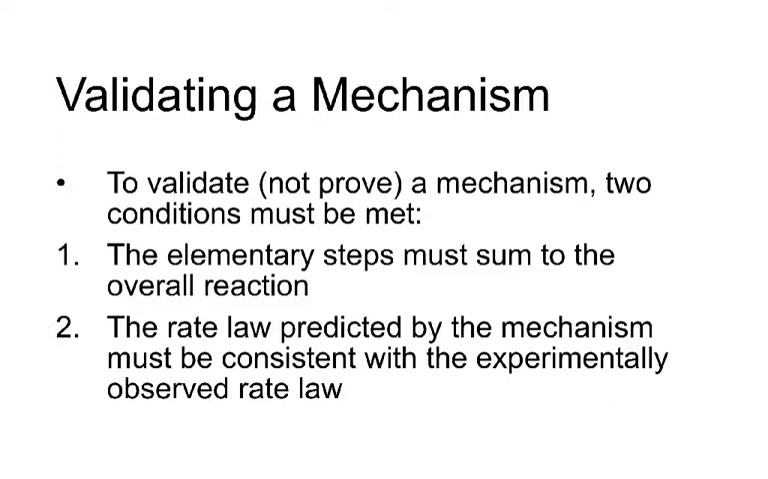In order to validate a mechanism, we can't prove a mechanism because you can't actually watch it react. But we need these two conditions to be met to validate it. The elementary steps need to sum up to the overall reaction, and the rate law predicted by the mechanism needs to be consistent with the experimentally observed rate law.